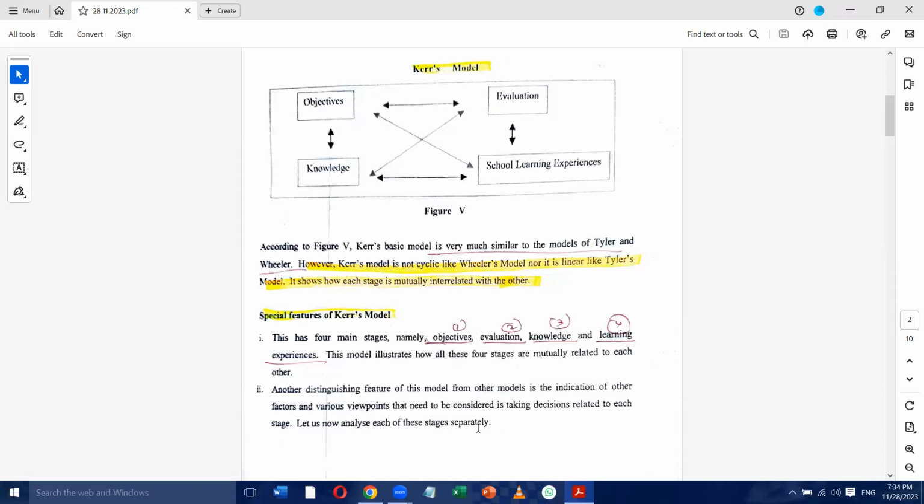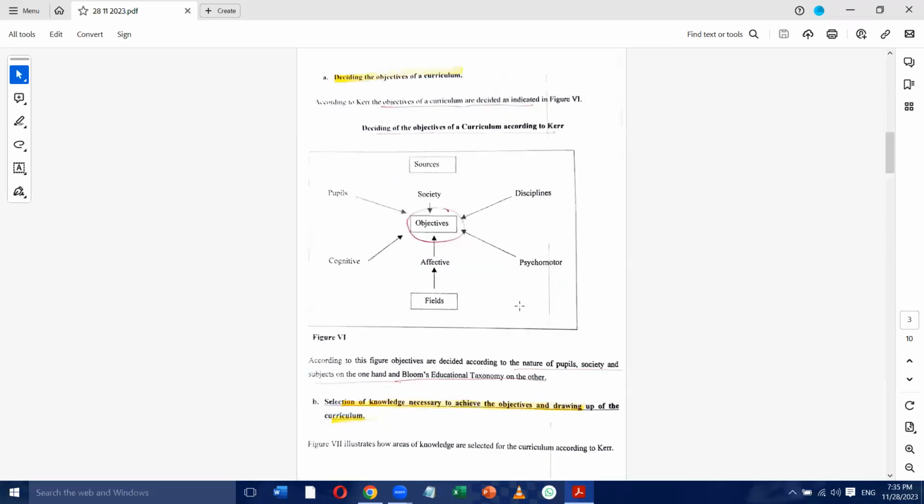Because you have to take into consideration when you form the objectives, there are some points that Kerr has specifically pointed out. So when forming your evaluation system, when forming your learning experiences, and when constructing your knowledge, what is expected to take place in the curriculum of the student or the system. Okay. So now here, see, deciding the objectives of a curriculum.